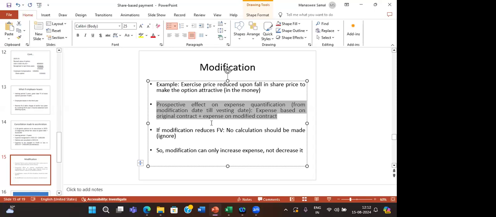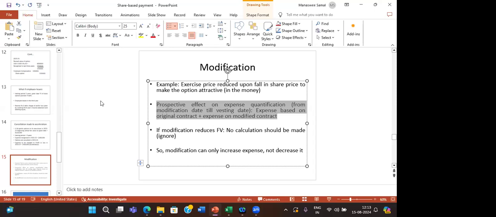But there is a possibility. Upon modification, the fair value reduces. If the fair value reduces, then GAAP is saying that ignore that, because any reduction will not be accommodated, but any increase will be accommodated. So that's why we are trying to say modification can only increase expense, not decrease it. That is how I think accounting has some conservative rules. As you know, this body of knowledge is a bit conservative, isn't it?